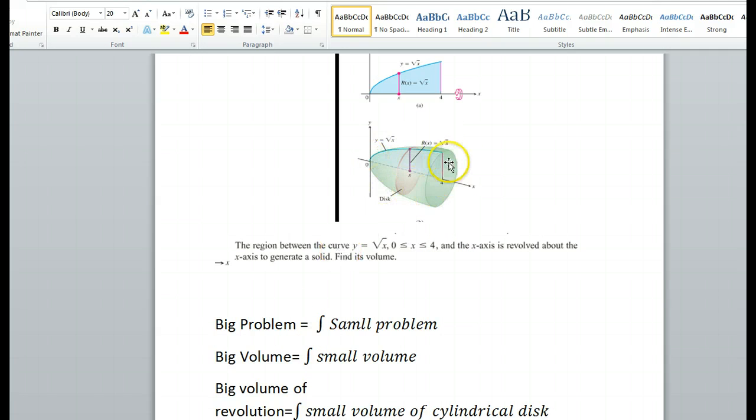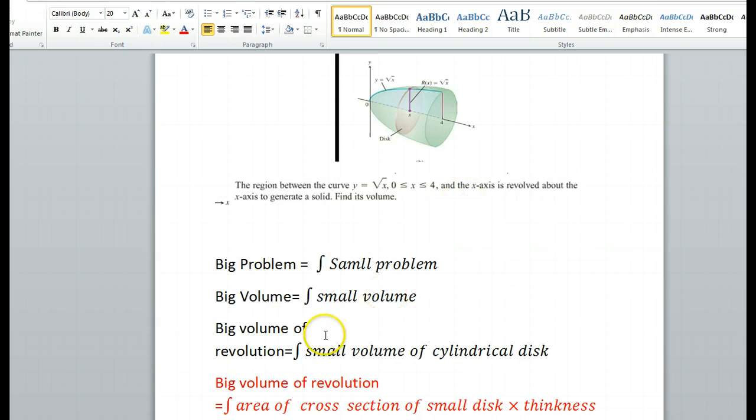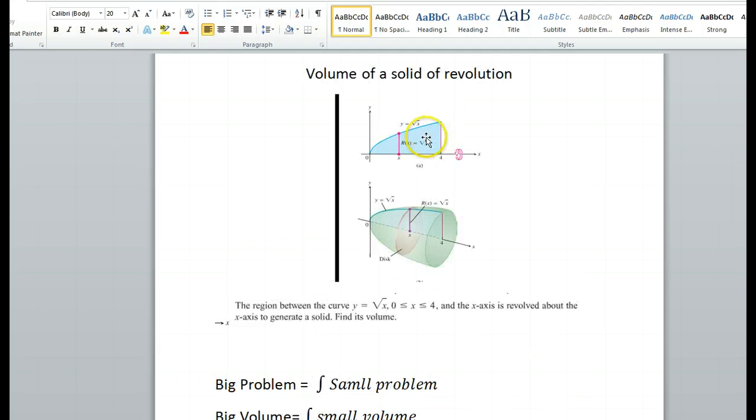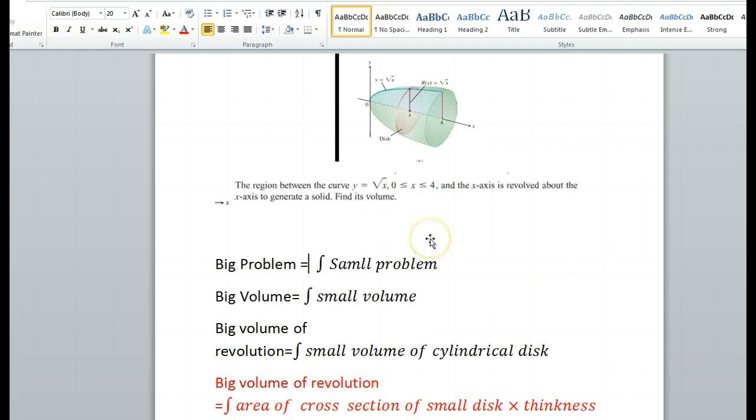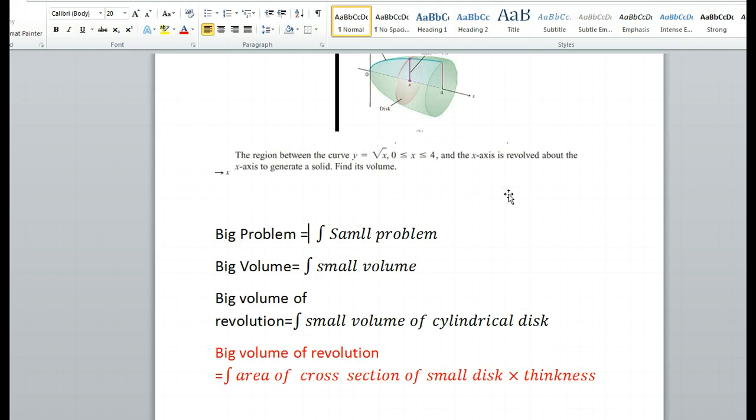So the big volume will be equal to, so we take a little piece here, can you see? So think of this as a kind of cylindrical disc, like a disc with a thickness. So we can think of the big volume as the integral of the volume of this small disk. So the big volume of revolution is this. These are called volumes of revolution because you revolve this area and you get this shape. So it's the integral of the small volume of the cylindrical disk.